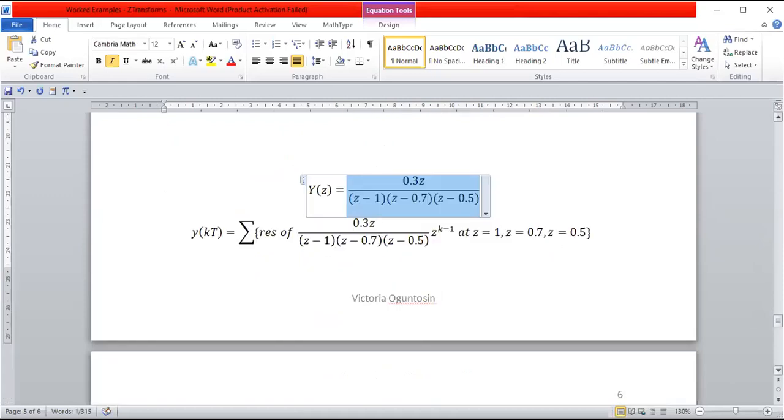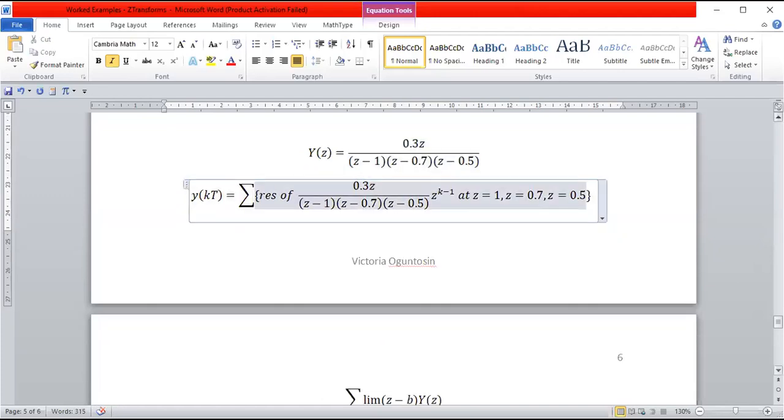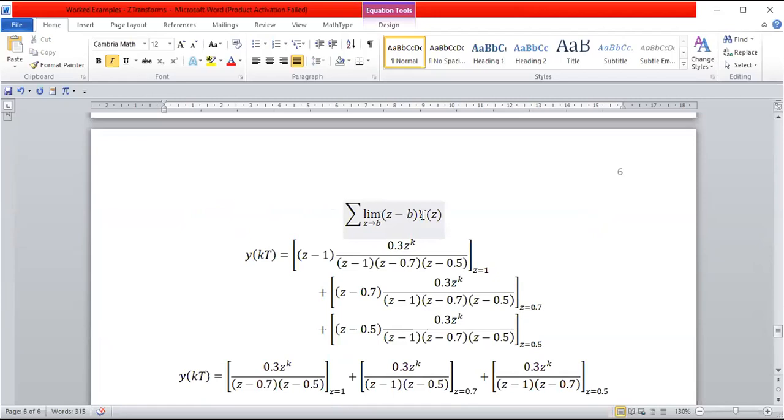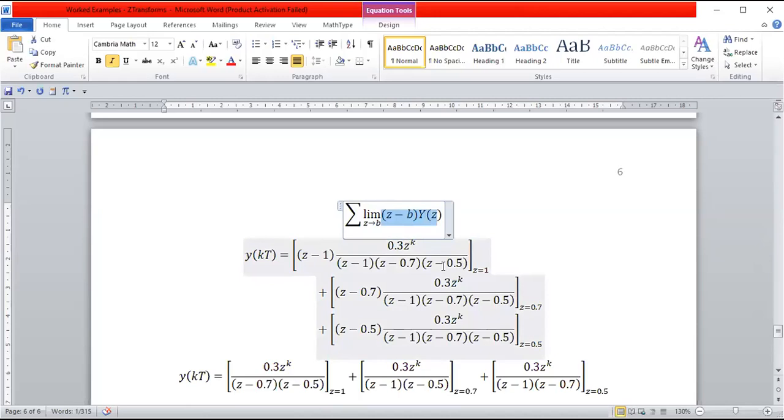Now, I'm creating an example where you have triples. Then we are using the residue method to find the inverse Z transform. I'll still go back to our normal lecture. The residue method says that you find the limit of this as Z tends to the pole. In this question, we have triples. So expanding out this equation, because it is a summation, we have three poles, so you have three summations here. You multiply the first summation by the first pole, the second summation by the second pole, then the third summation by the last pole.